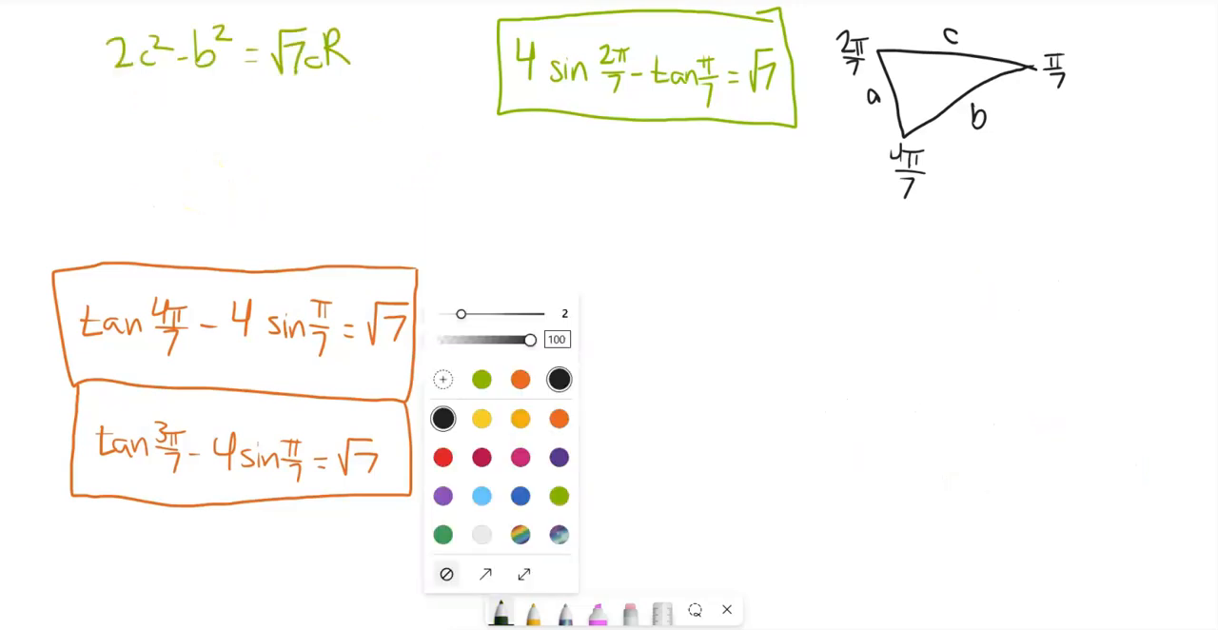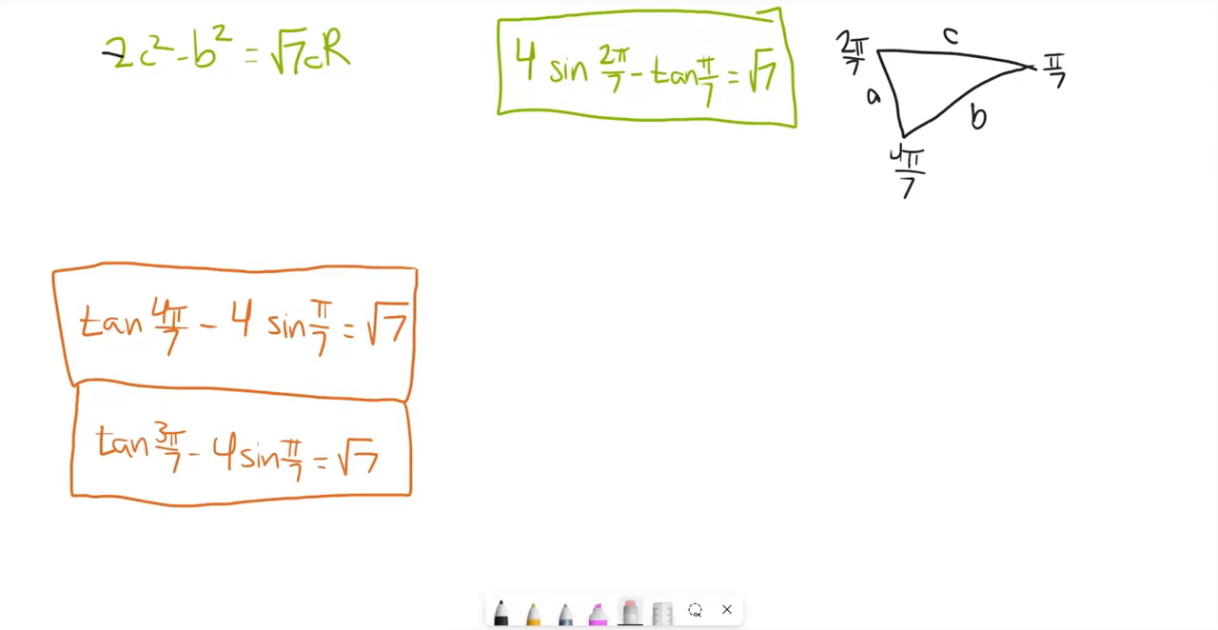Okay, and we will do the last one here. We have 2c squared minus b squared equals the square root of 7 times c times r. So we got 2c squared minus b squared equals the square root of 7 times c times r.